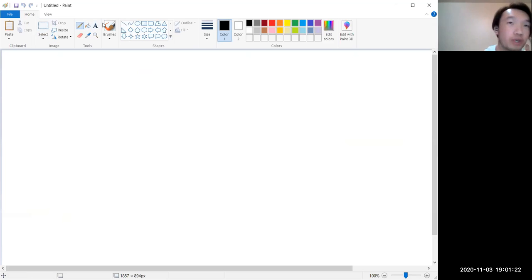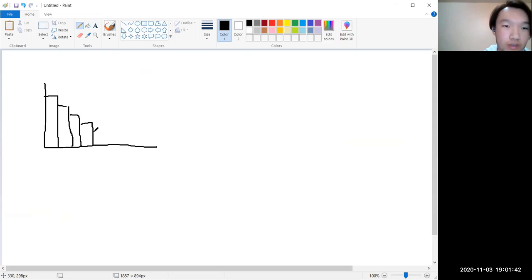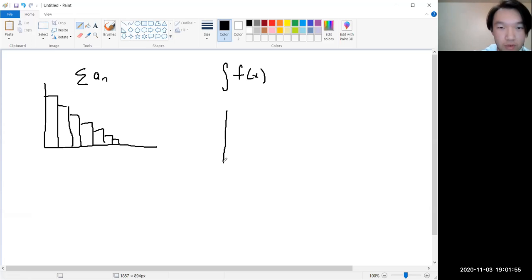The way we use summation is usually for a series. For a series, your indices are only whole numbers, right? So if you were to graph a series, it basically looks like bars on the graph. So it's a summation of some series a to the n. And if you were to integrate a function, it's a curve instead.